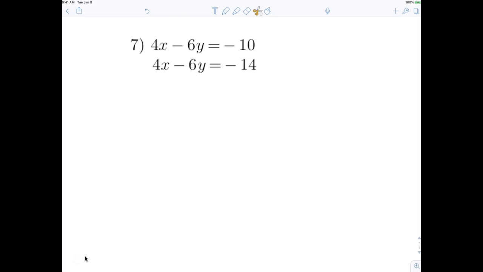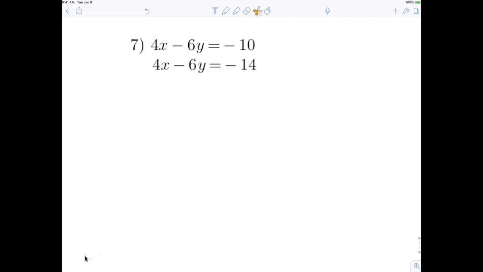Is it possible for 4x minus 6y to be negative 10 and for 4x minus 6y to be negative 14? No, that's not possible. That's what you're supposed to be able to see. We don't need to do math on that. That's the difference between someone doing math and understanding math. 4x minus 6y can't equal negative 10, and 4x minus 6y can't equal negative 14.